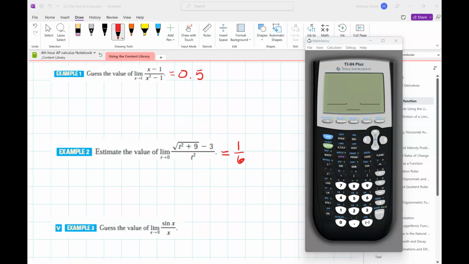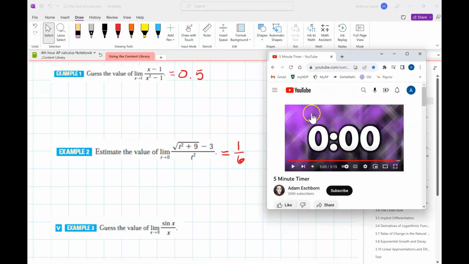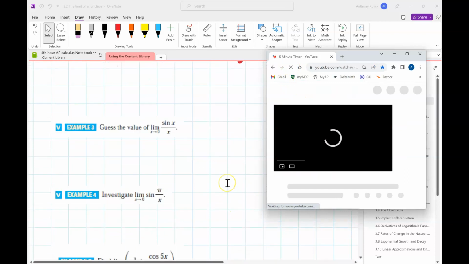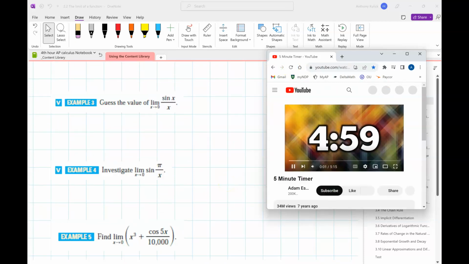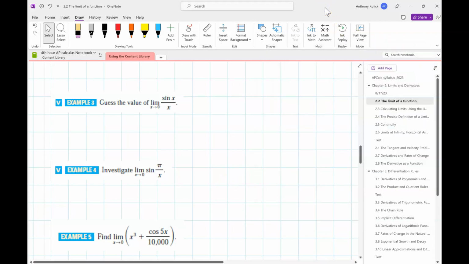Let's try the next one then. So again, we'll do 5 minutes again, and we'll try this next one. Good question. In AP Calculus, your calculator should always be in radians.